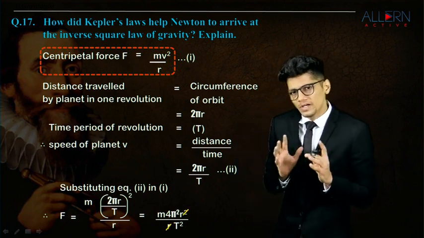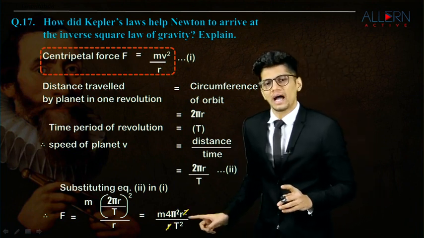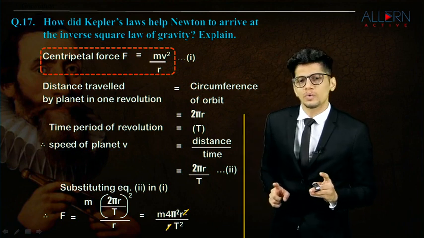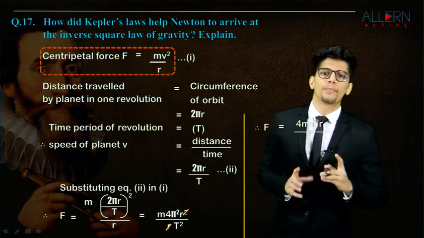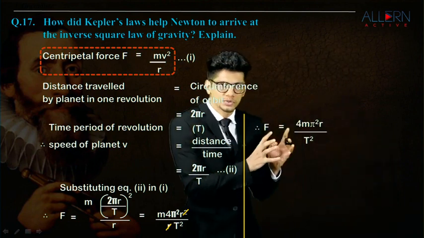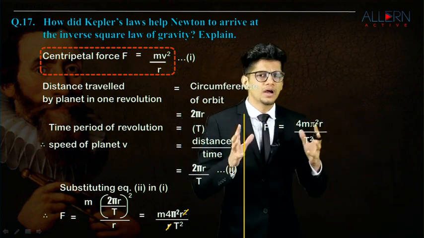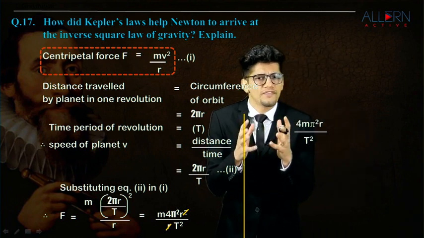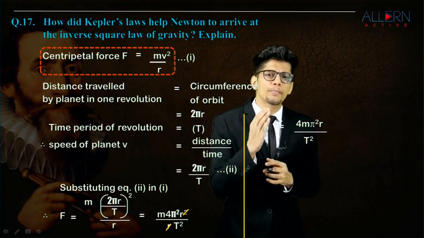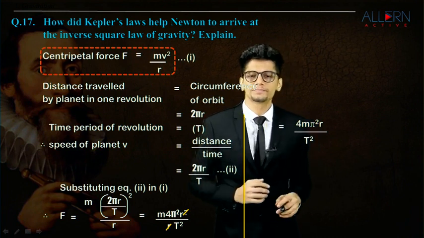Now, after doing this, we know that the square and r will get cancelled. So, what remains over here is m 4 pi square r upon t square. So, this is the equation that is left. Now, just try and recall something. Kepler's third law, the formula for Kepler's third law is t square upon r cube is equal to k.